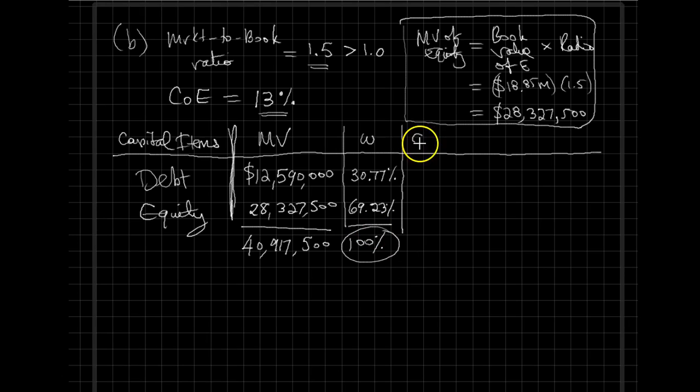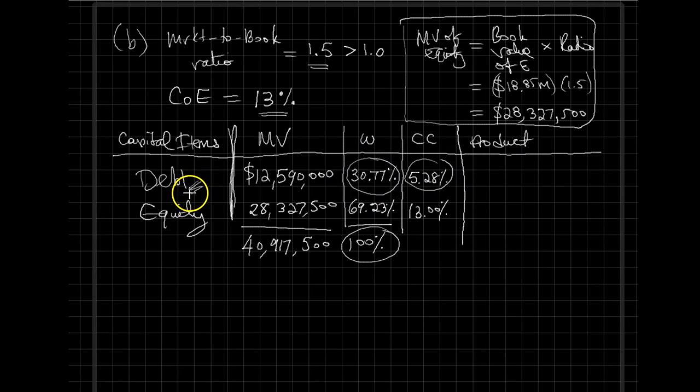The after-tax cost of capital for the debt, again it didn't change, 5.28%. However, for equity, it has reduced to 13% now. And now in the final step, we need to have a look at their product here. The product of weight times cost of capital for the debt would be simply 1.62%. And the same calculation for the equity will yield 9%.